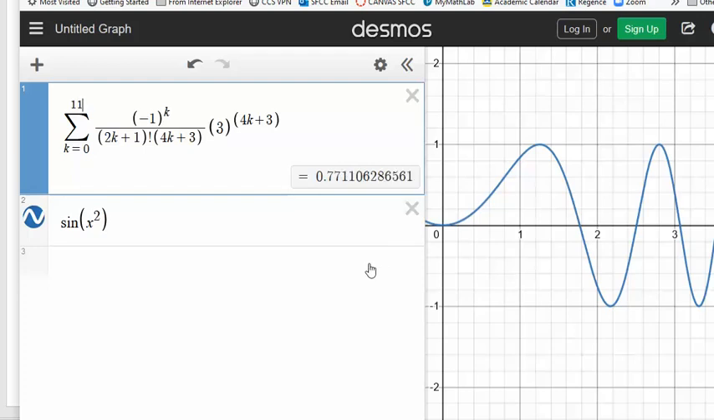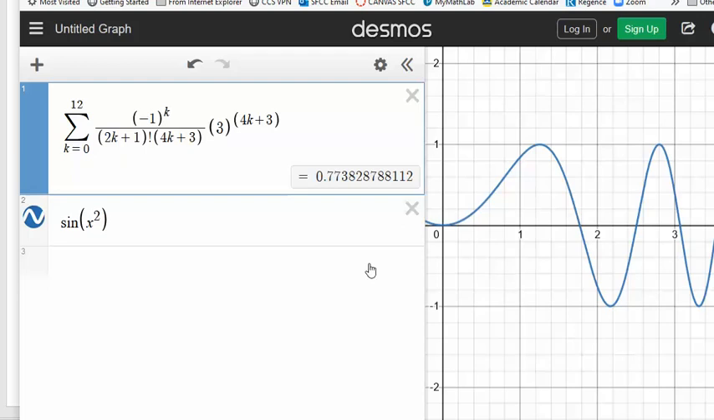So I'm just changing this upper bound. Now I'm going to change the upper bound to 12. 0.77. Okay, so from 0 to 11 was 0.77. From 0 to 12, the area is 0.77. So I can say that the area is 0.77 to the nearest hundredth.